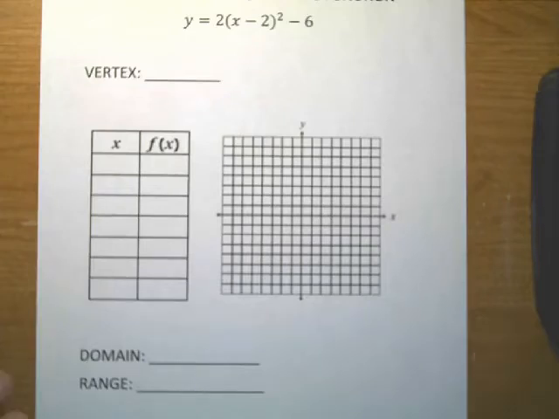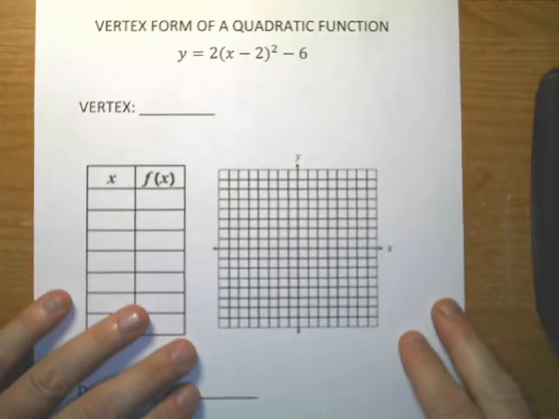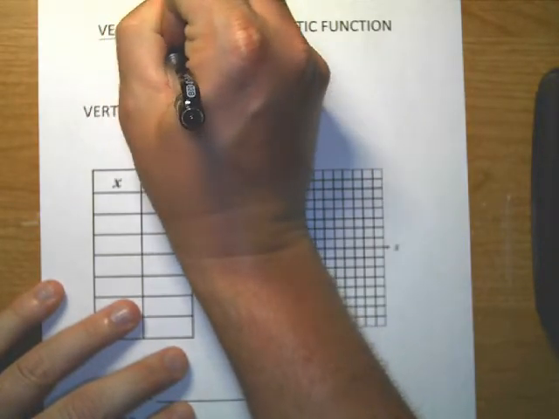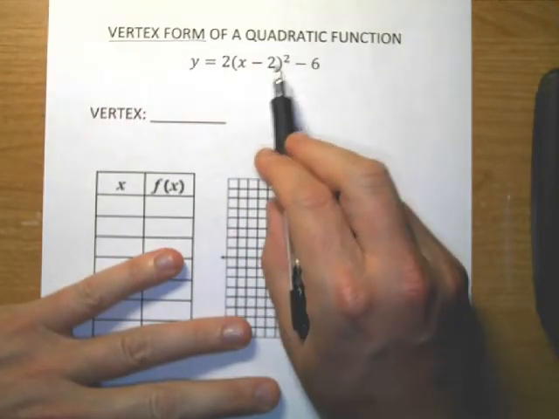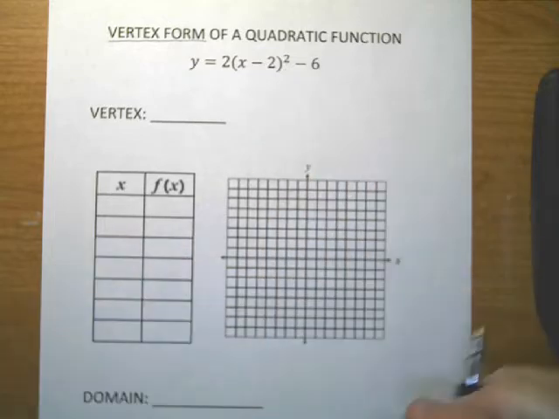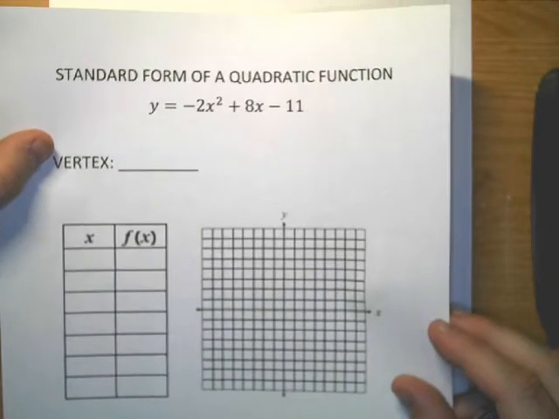I'm going to take this time to go over the two types of forms of graphing parabolas, also known as quadratic functions. The first one we're going to focus on is vertex form. I know it's in vertex form when I have a parentheses squared. That is a good indication that it's in vertex form, while standard form will be in your ax squared plus bx plus c.